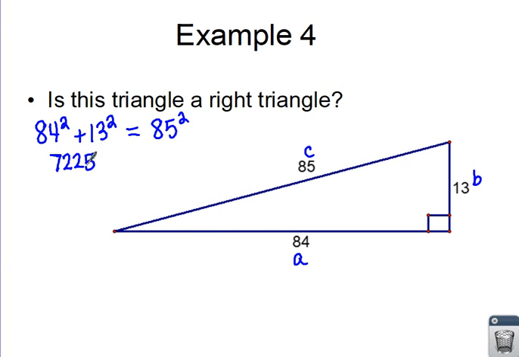7,225. 85 squared gives me 7,225. Those are equal. So is this a right triangle? Yes, it is a right triangle. If it didn't work, then it's not a right triangle.